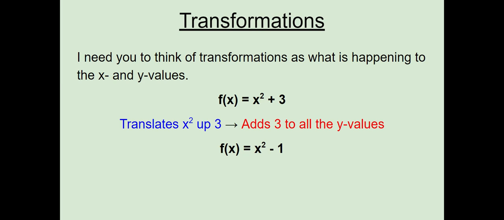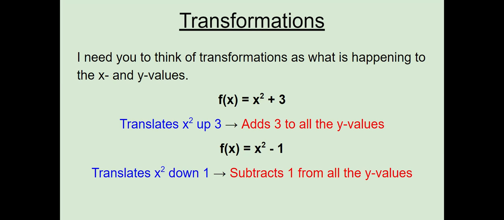If I subtract on the outside, we talked about it translates down 1, but I need you to think about it as it subtracts 1 from all the y values. That's why it moves down. So I need you to think about it in terms of the red, not the blue. On both, of course. When we transform and graph, it needs to be the red idea.